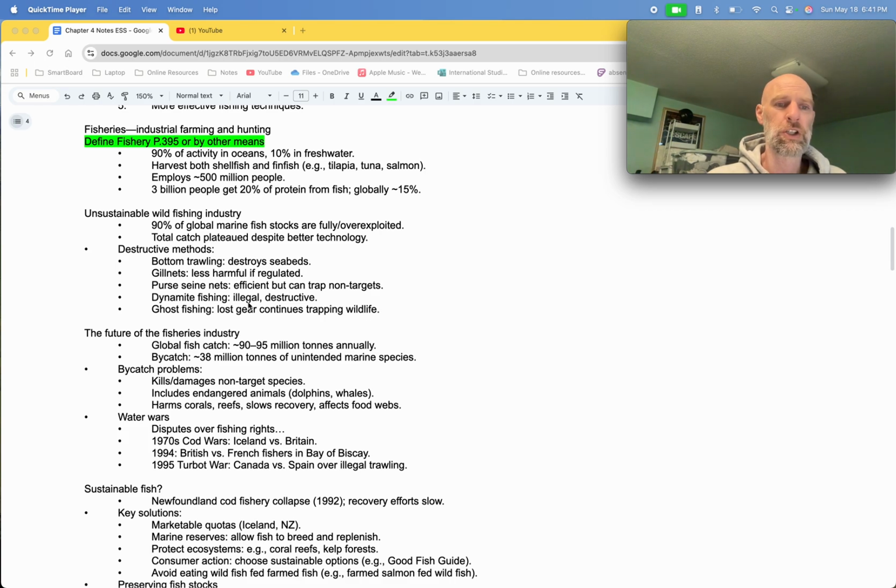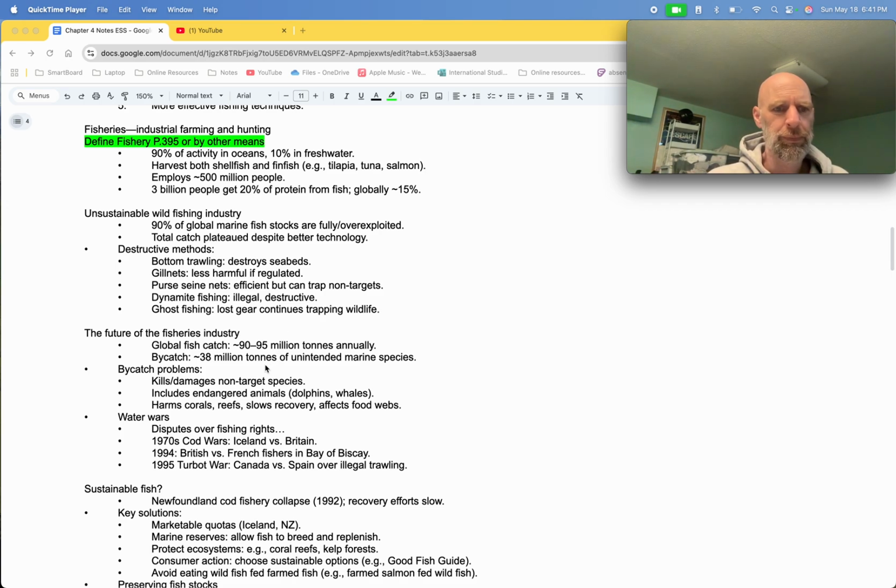The future of the fishing industry. Global fish catch 90 to 95 million tons annually. Bycatch is 38 million tons of unintended marine species. So they're looking to catch tuna, whatever they're out there trying to catch, but they catch other stuff in the nets. They're not going to be like, let them live. It's dead anyway. All right.